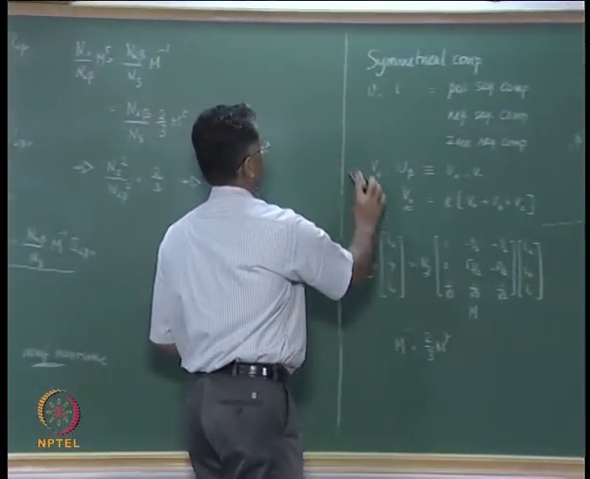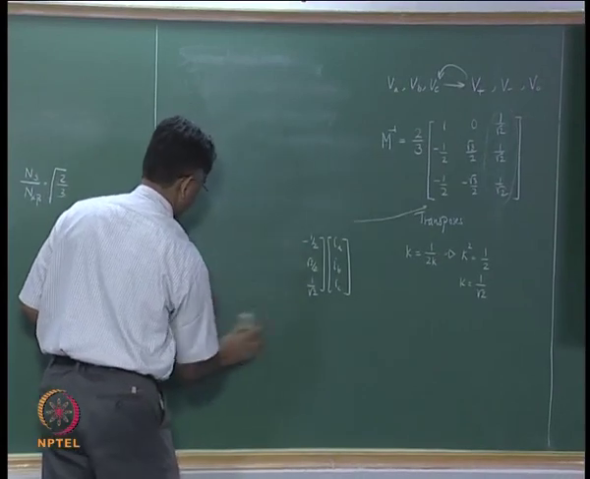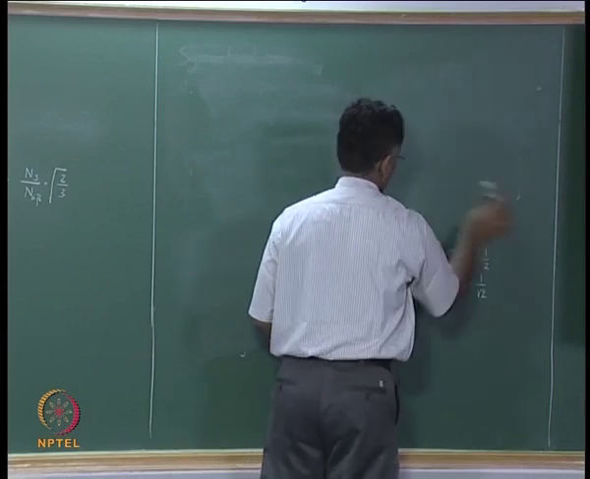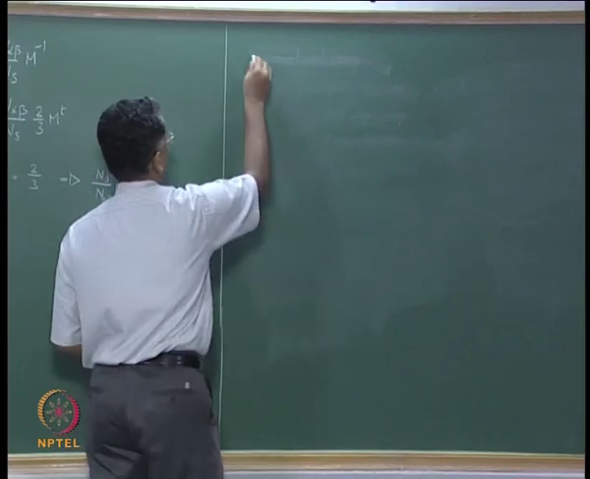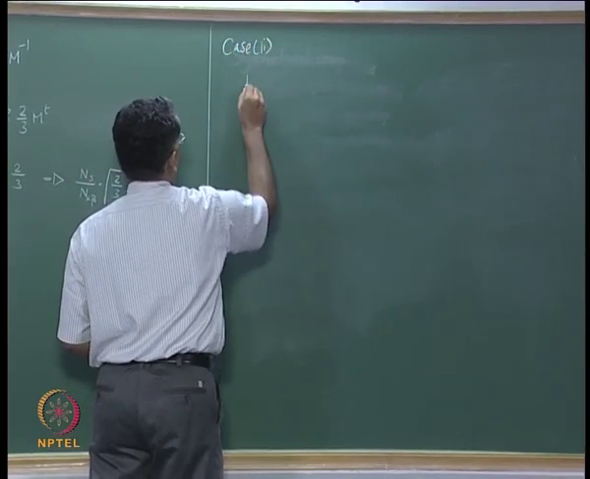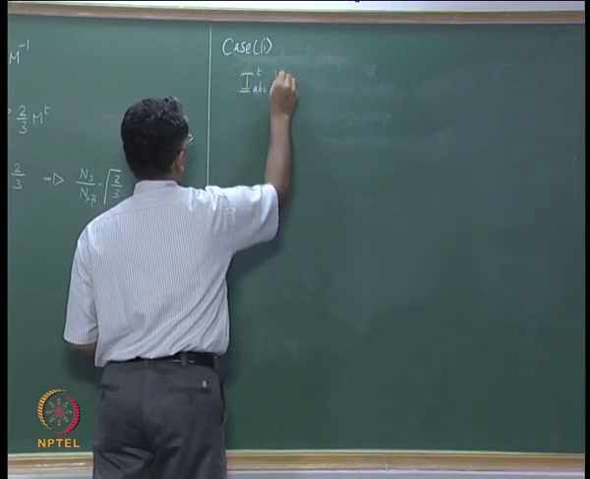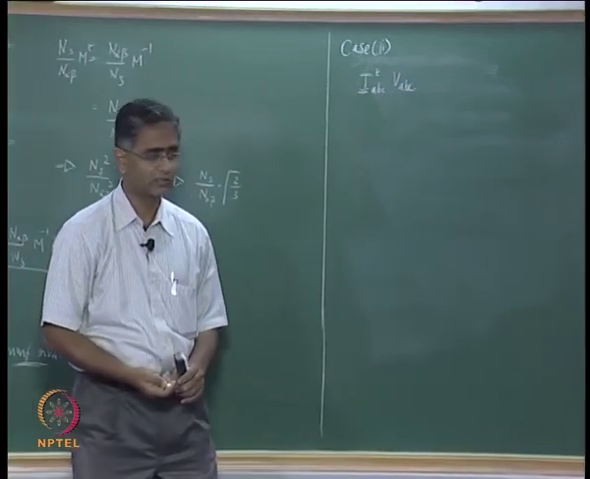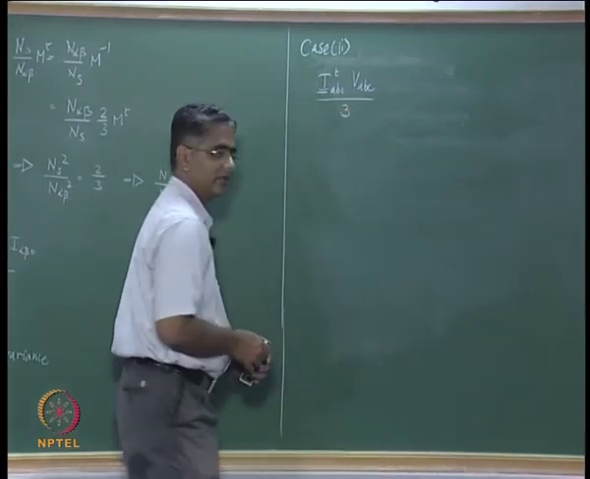Another approach is as we have seen the second case, that is what we are saying is case 2 is IABC transpose multiplied by VABC. This is a 3 phase system and per phase active power is this divided by 3.